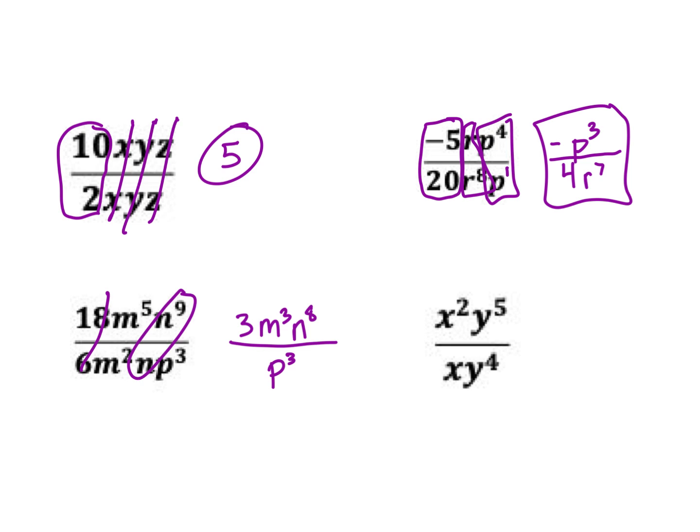All right, and the last one doesn't have any numbers. That makes it easier. I'm going to subtract this. Remember, that's a 1. So I have 1x on the top. I'm going to subtract this, and that's 1y on the top. So this simplifies to be xy.